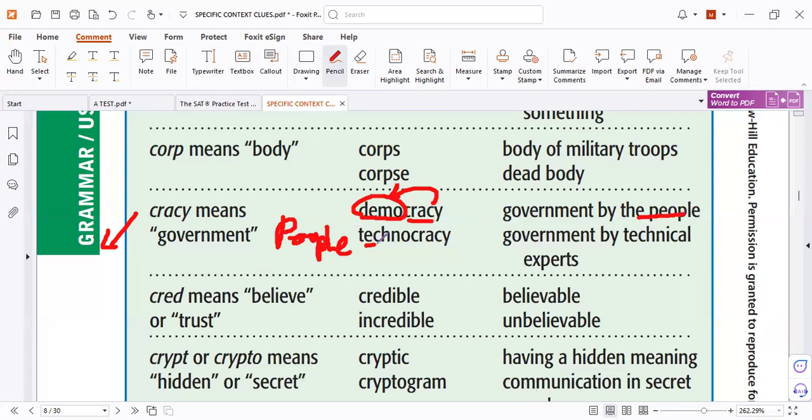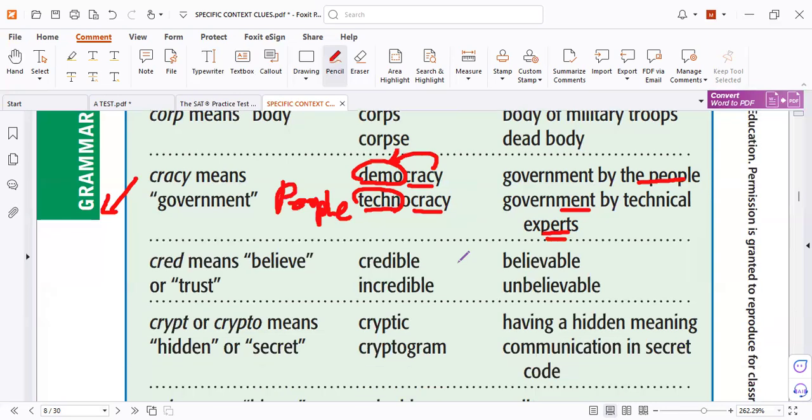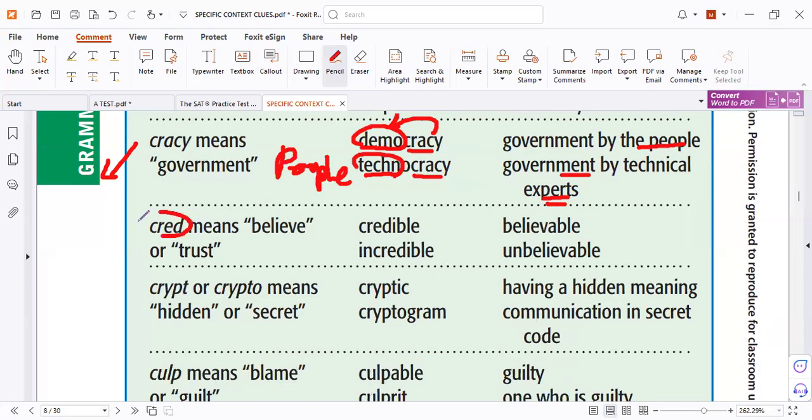What is technocracy? Techno means knowledge, like technology, experts. It means a government by technical experts. So we call it technocrat, as happens in changing governments in the world. The government by experts. The word credit is the most common in your test.